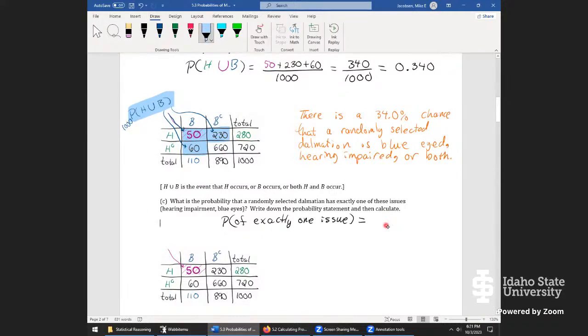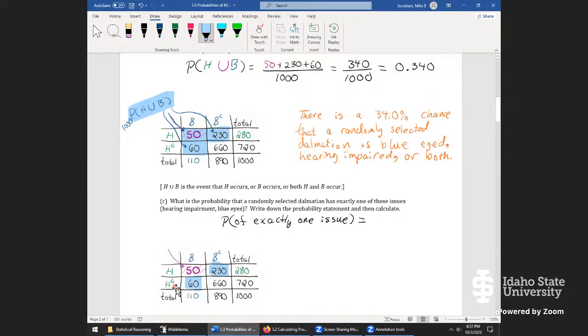Only dogs that are hearing impaired would be 230 right here, because with it being blue complement, they do not have blue eyes. And if we want dogs that are, let's say, only blue-eyed, that would be the 60 right here. Where the red dot is, it corresponds to the column of B, so those are blue-eyed dogs. But it also corresponds to the row of H complement, so those are not hearing impaired.